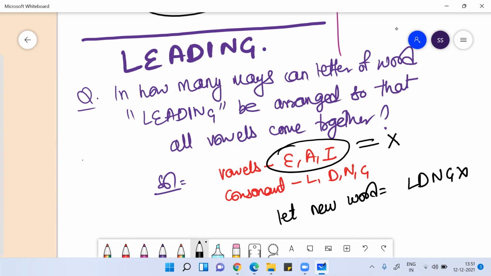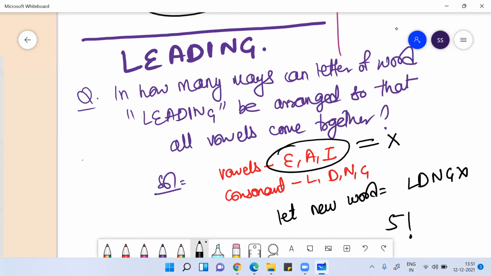Why X? Because X is not a single-letter word, it is a three-lettered word. I wanted all vowels together, so I put all the vowels together and made one letter X. Maybe that one letter is the alloy of the three letters E, A, I. So now this is a five-lettered word. In how many ways can you arrange this? 5 factorial.